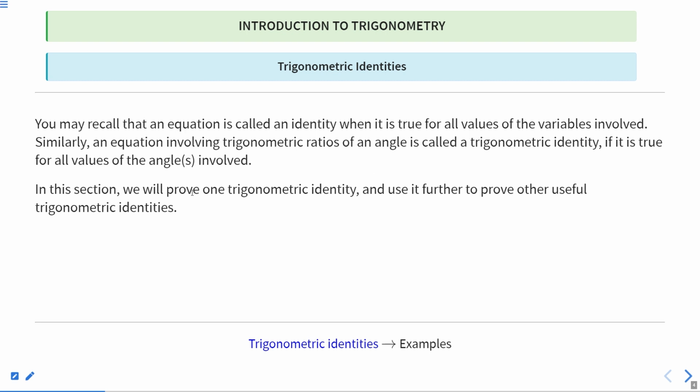So if it is true for all values of the angle involved, in this section we will prove one trigonometric identity and use it further to prove other useful trigonometric identities. There are some trigonometric identities that we have used in many problems, for solving problems. They are very important identities for our trigonometry chapter. So let's get started.